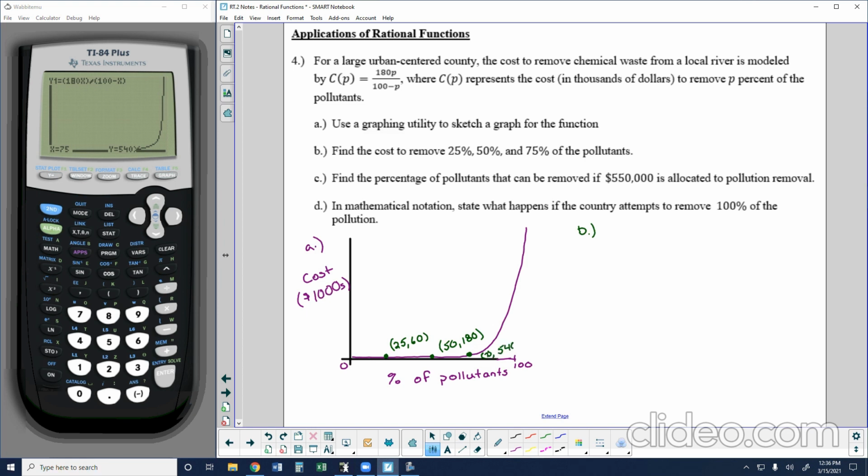So I'm labeling these points. I'll move this one a little bit. But I'm going to label these points on my graph as well as labeling the axes, because these points are going to relate to the answers.